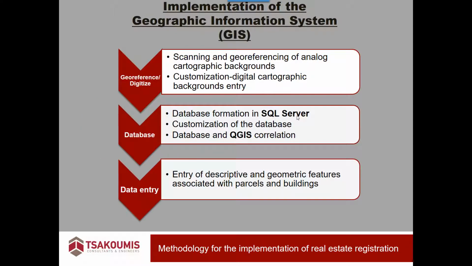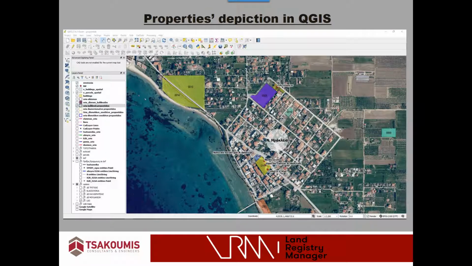It is only then, when we have the definitive list of properties, that we start getting into the spatial realm, if you like. We scan and georeference any cartographic backgrounds and/or digitize parcels and building boundaries. Following this, the attribute and spatial information is homogenized and entered into an SQL Server database. And this is the end result.